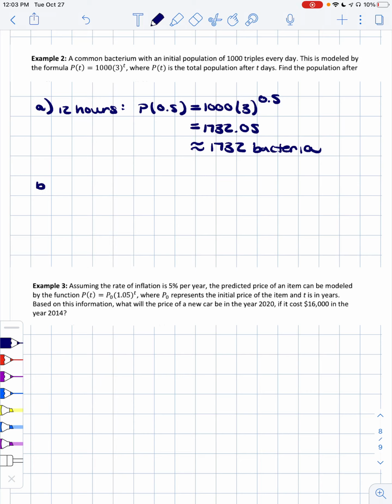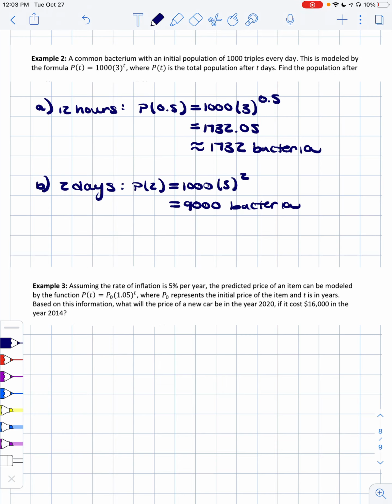All right, let's also see how many we have after 2 days. Okay, so 2 days, we would be plugging in 2 for our t. Again, just plugging it into our function. So 1,000 times 3 to the power of 2, and that would come out to 9,000 bacteria.